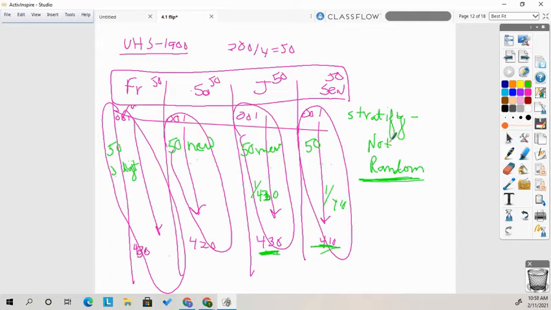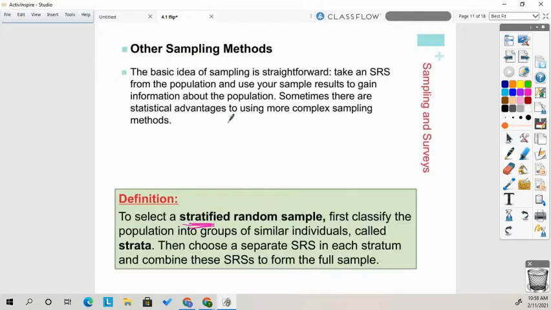You may see that on a test. So stratifying is not random. You use random samples in each of the groups, but the groups themselves necessarily aren't the same size, so it would not be a random sample. So that's an example of stratifying.